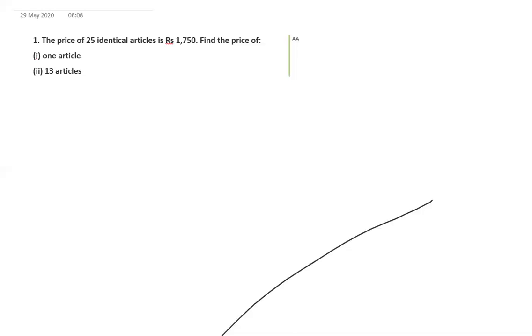Welcome everybody. This is exercise 13A and this is a new chapter that I'm starting from today. The name of the chapter is Unitary Method. This is a very important chapter because not only in class 6 but also in class 7th, 8th, 9th, you are going to solve the problems of unitary method.